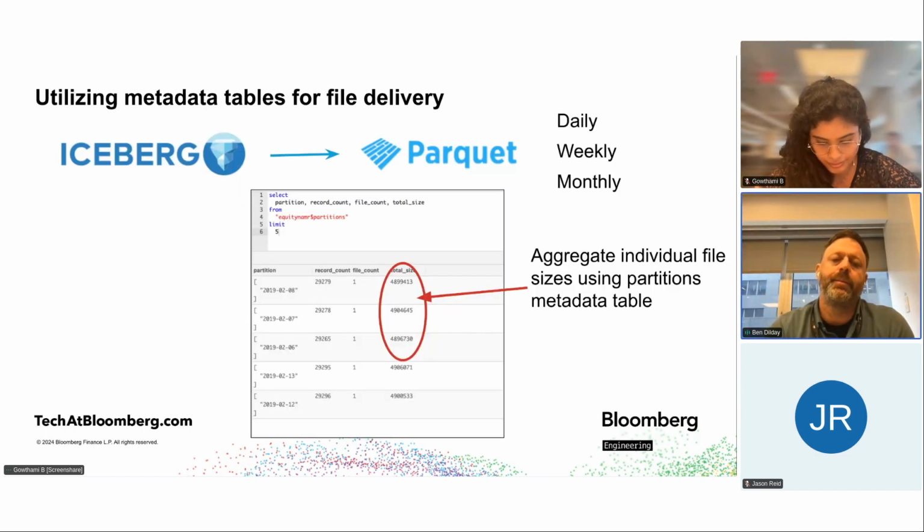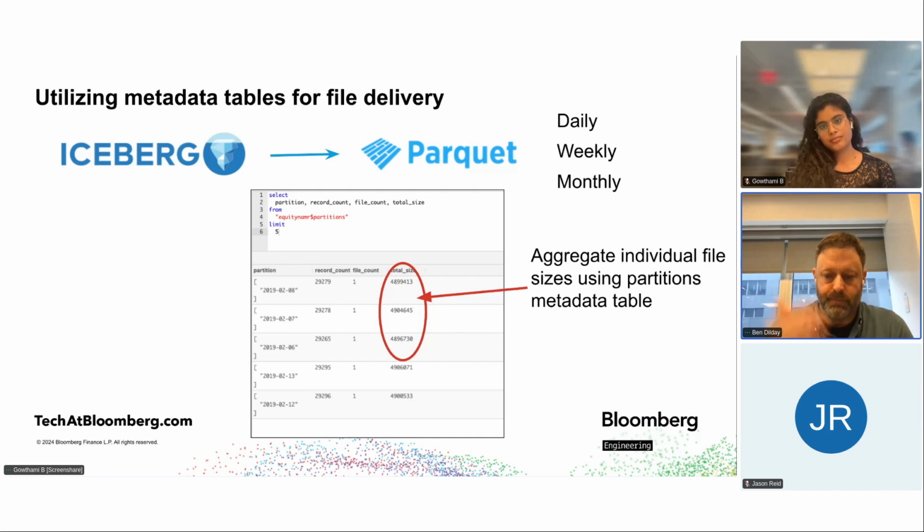Finally, we also provide data to our financial clients in the format of Parquet files. Generally, we aggregate these on a daily, weekly, or monthly cadence. The way we decide which one makes sense for a particular data set is we use the partitions metadata table. One field it has is the total size of the file, and so we can aggregate this over daily, weekly, or monthly intervals to make an informed decision of what would make sense for this data.